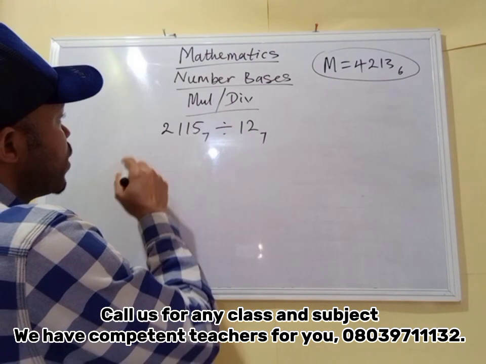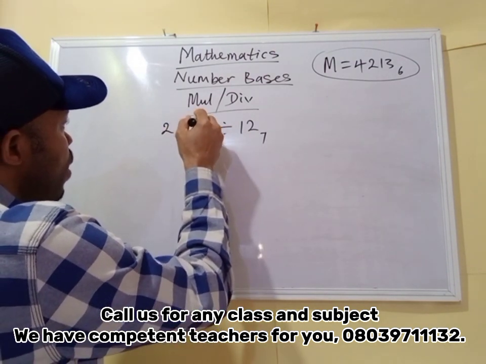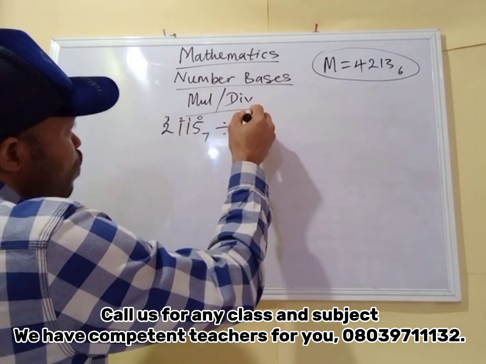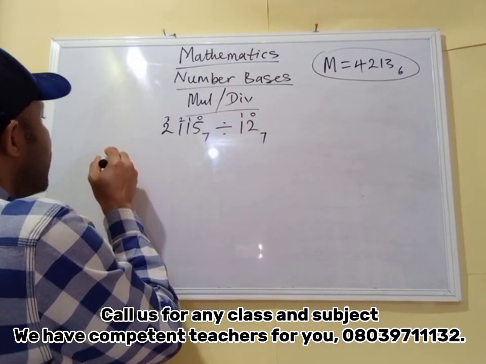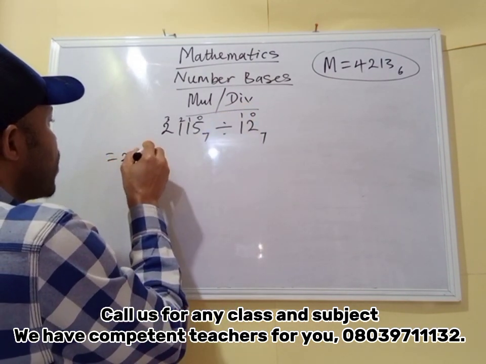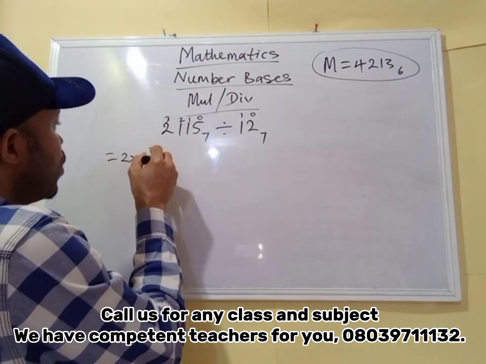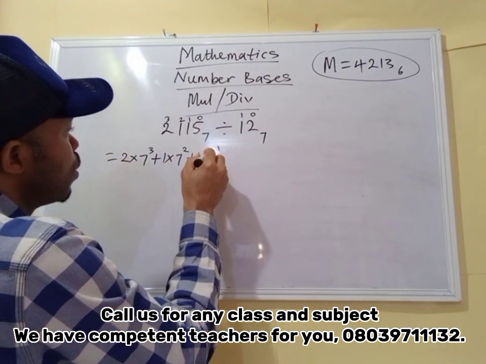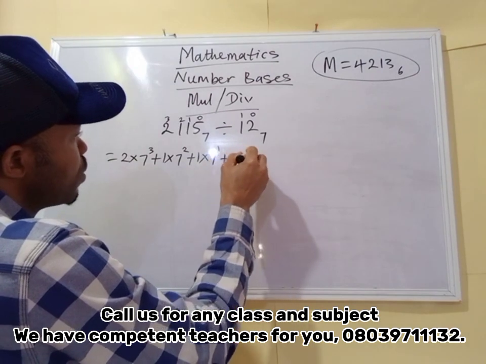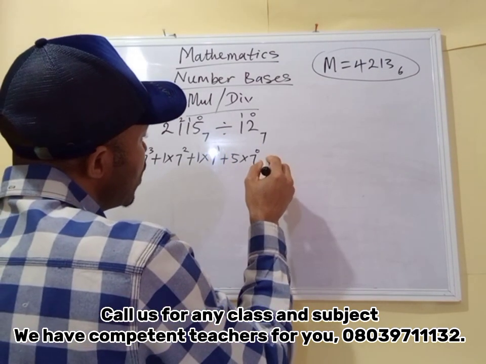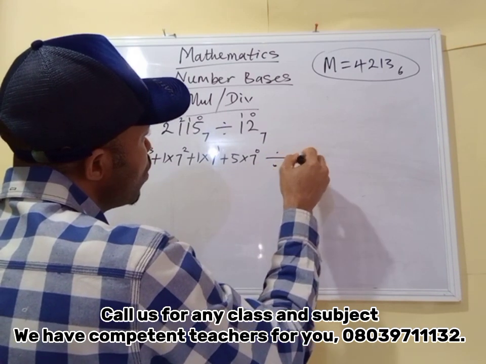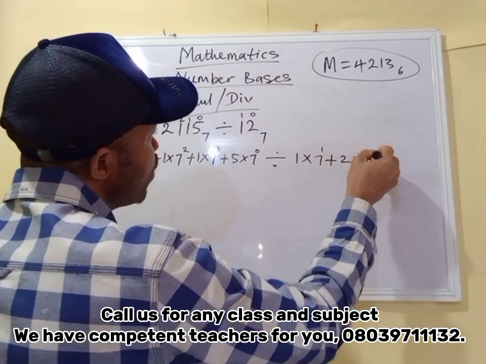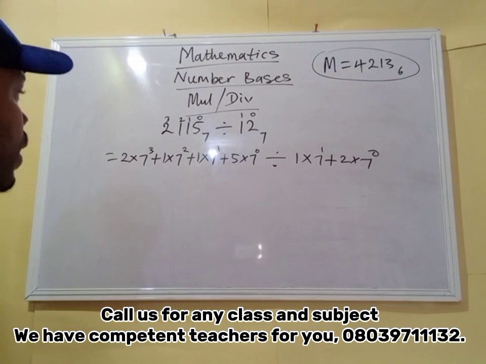Alright, so let's convert this to base 10. This will be to power 0, to power 1, to power 2, to power 3. This will also be to power 0, to power 1. So we have 2 times 7 to power 3, plus 1 times 7 to power 2, plus 1 times 7 to power 1, plus 5 times 7 to power 0. Now divided by 1 times 7 to power 1, plus 2 times 7 to power 0. I hope we can see the board clearly.